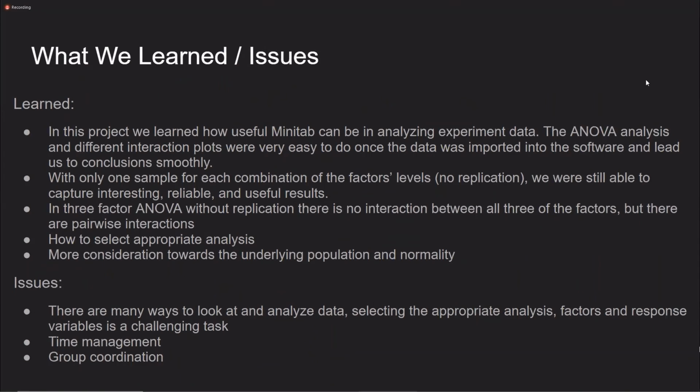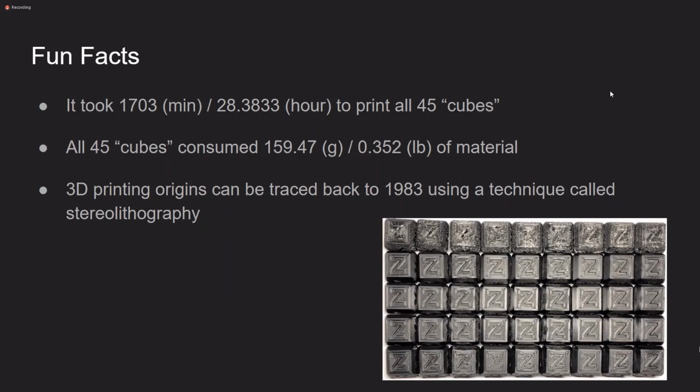For this project, we had issues, and here is what we have learned. One of the issues was that there were many ways to look at the analysis data, and the team management and the factor response variables were a challenging task. On the other side, what we have learned is that with only one sample for each combination of the factor levels, we still were able to capture interesting and useful results and learned how to select the appropriate analysis. Fun facts: it took about 28 hours to print all the 45 cubes, and all cubes consumed about 159 grams of material. 3D printing origins can be traced back to 1983, using a technique called stereolithography.